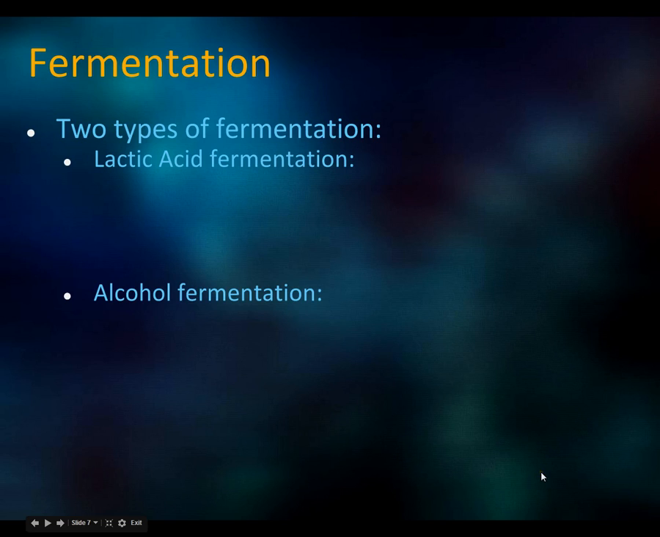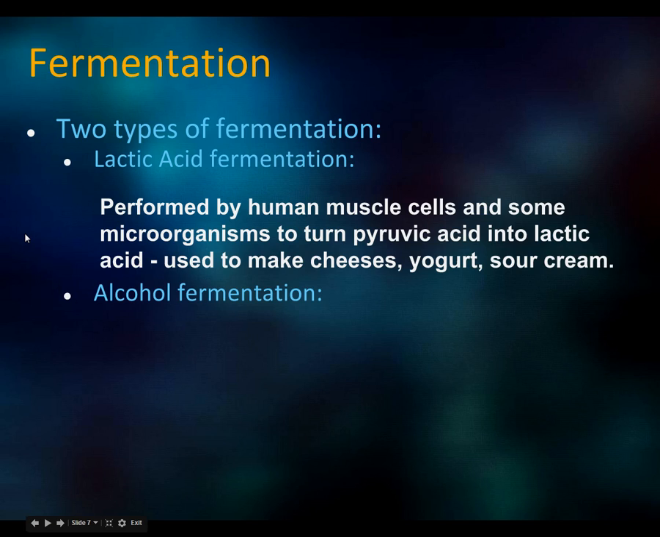So let's talk about fermentation. There are two types, which we mentioned earlier. There's the lactic acid fermentation and alcohol fermentation. Now, lactic acid fermentation is usually performed by animal cells, such as human muscle cells, and microorganisms. And what they do is they turn the pyruvic acid that's formed during glycolysis into lactic acid. And this lactic acid can make cheeses, yogurt, sour cream, all of those types of things.